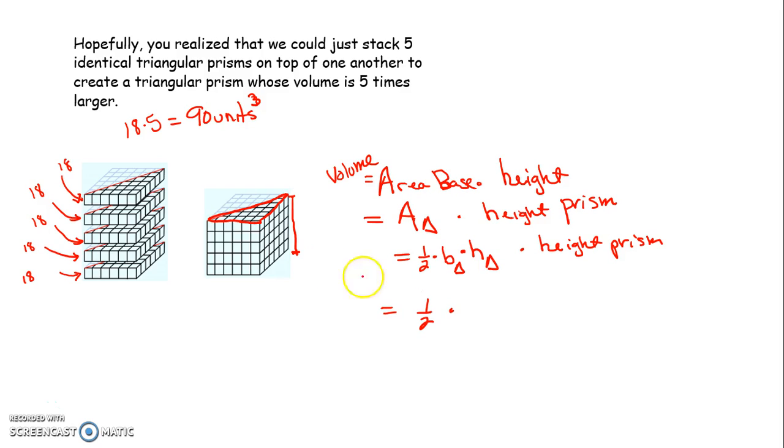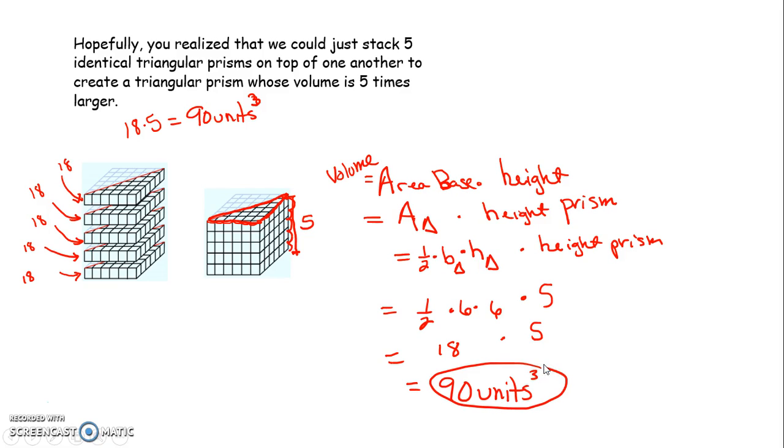So this would be 1/2 times, we've been working out this problem on several slides at this point. The base is 1, 2, 3, 4, 5, 6, times the height of that triangle, 1, 2, 3, 4, 5, 6. Half of 36 is 18. Then you have to multiply it by the height of the prism. Well, the prism is 1, 2, 3, 4, 5 high. So 18 times 5 gives us 90 cubic units that make up that triangular prism.